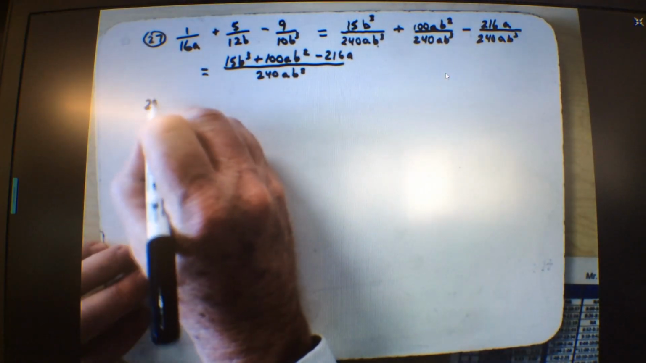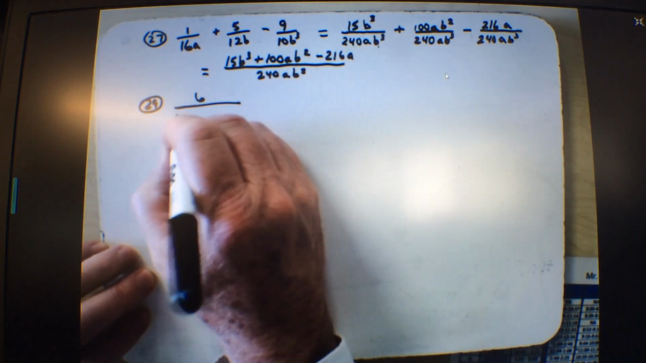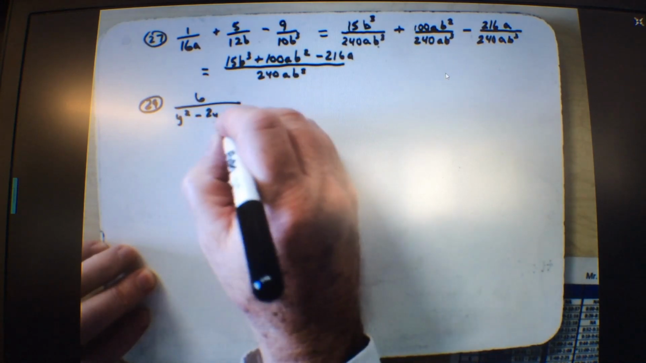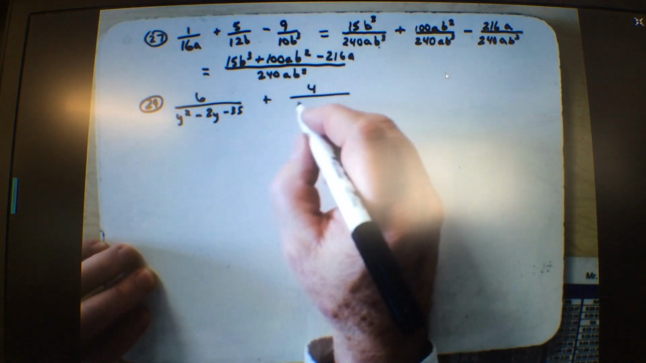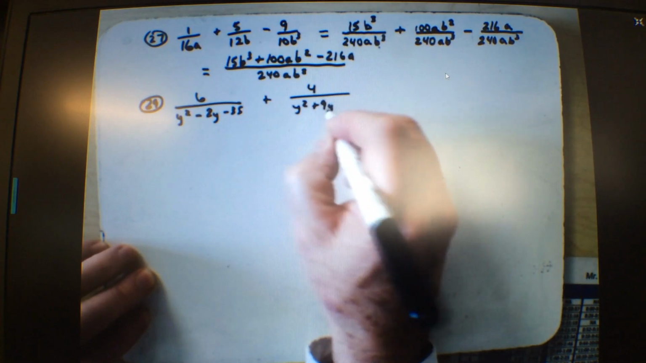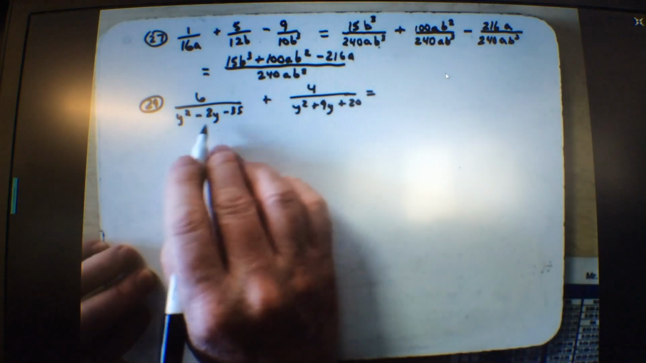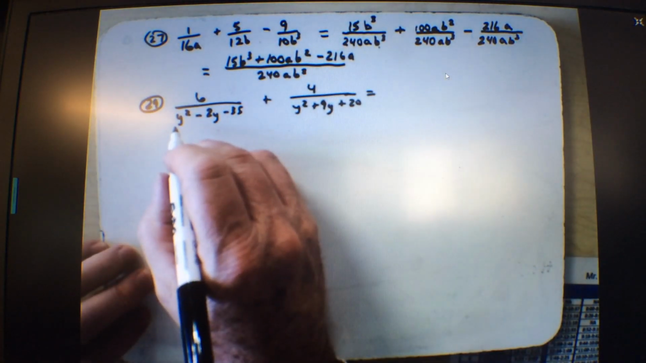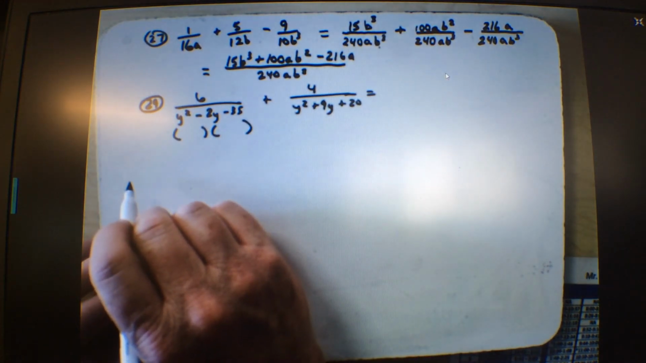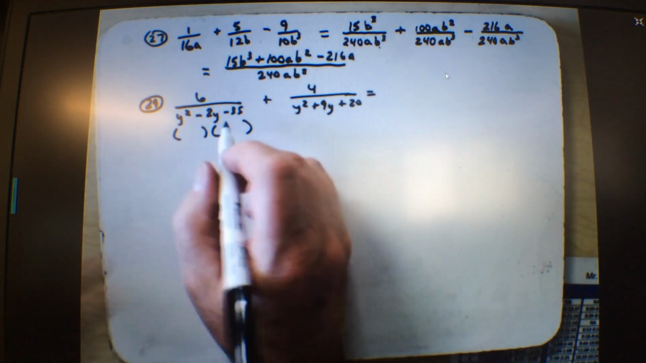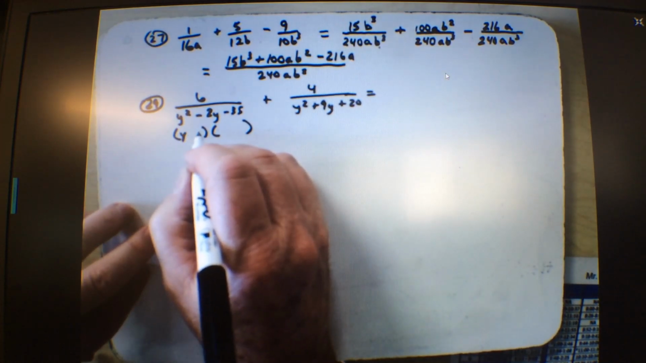Let's take 29. 6 over y squared minus 2y minus 35 plus 4 over y squared plus 9y plus 20. First thing we have to do is factor them. Might be easier just to factor them underneath. Factors of 35 that add up to 2: 7 and 5. Which one's negative? 7, negative.